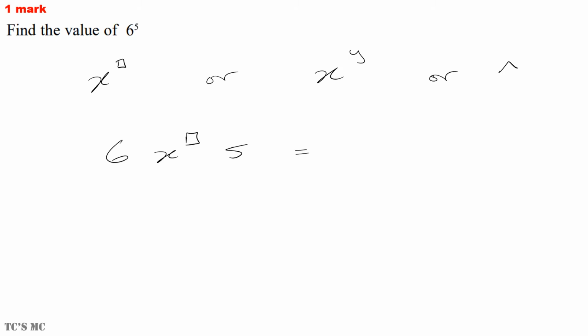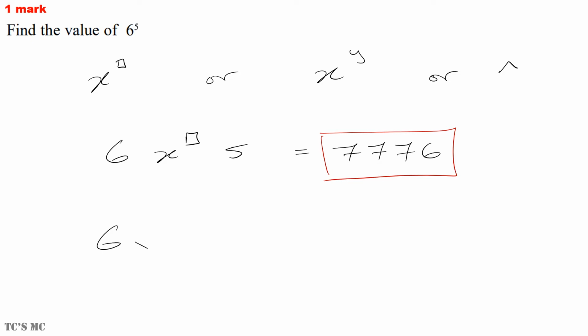If you do that, the answer is 7,776. If you do not have this button, that's okay. You can just type in 6 multiplied by 6 multiplied by 6 multiplied by 6 multiplied by 6, and again you will get the same answer.